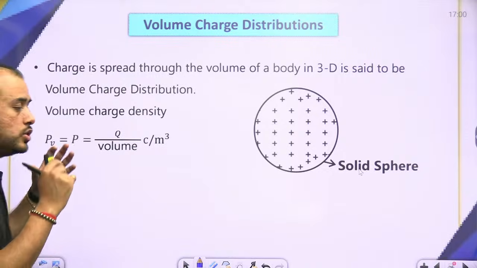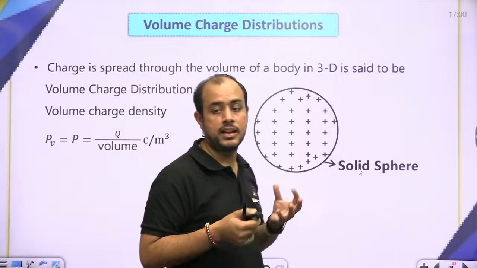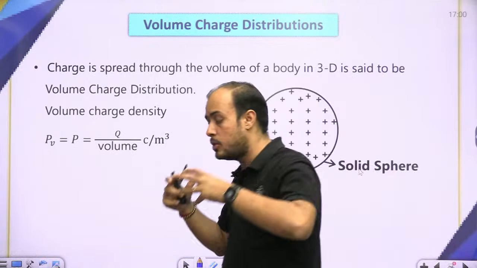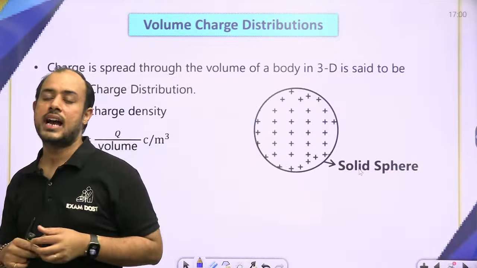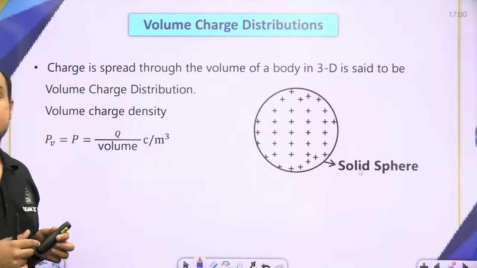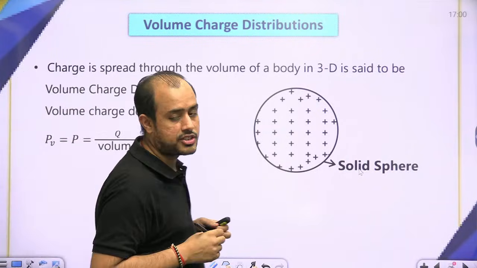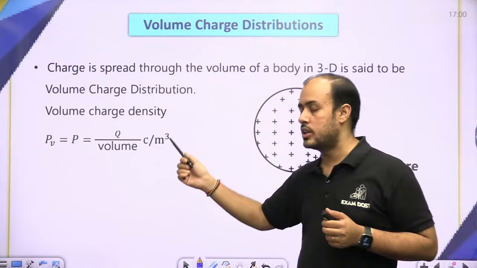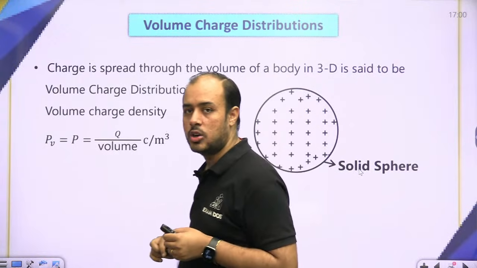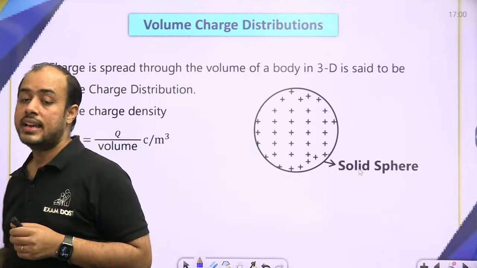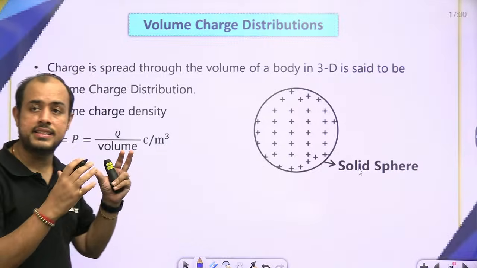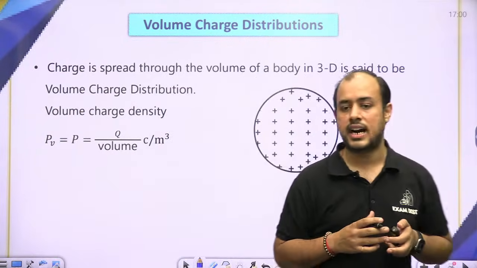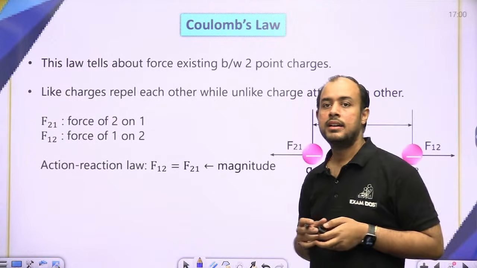Volume charge. Suppose you take a three-dimensional body, a three-dimensional solid, and the charge is distributed, it is embedded inside the body of the solid, then it is said to be volume charge distribution, and charge density is given as charge per unit volume. Charge density क्या होती है? Charge per unit volume. Here charge has penetrated inside the body of the sphere. Sphere की body के अंदर तक charge आपका घुस चुका रहता है.